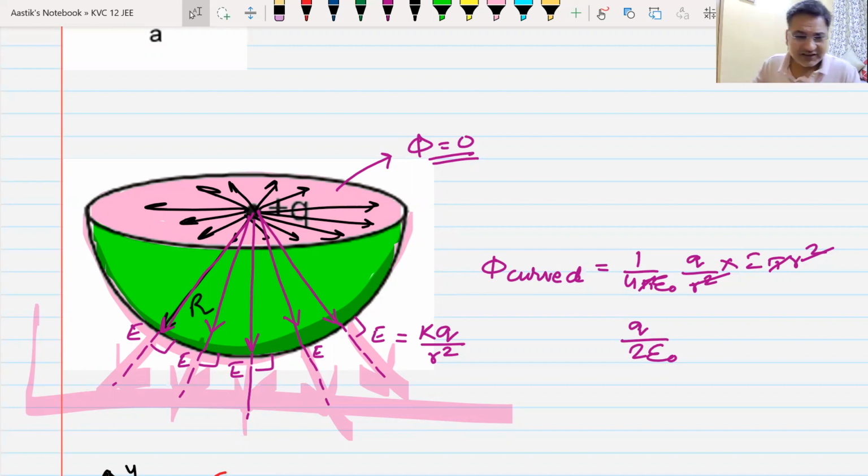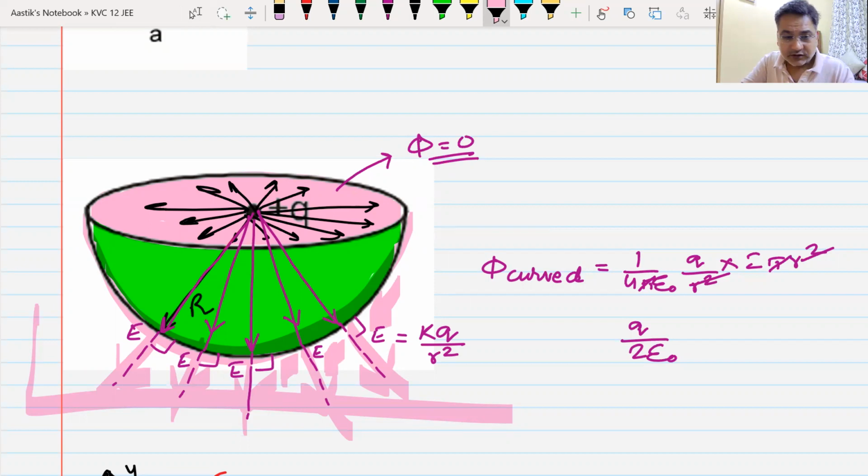That was in terms of Q, na? But how did you get this answer? E into 2 pi R square. There was a special condition in this question, and that special condition I told you: all the angles were equal. Yes or no? There was a special type of case here. All the angles were equal.